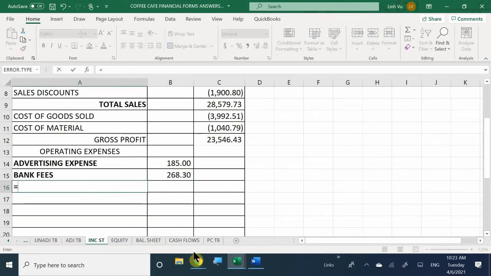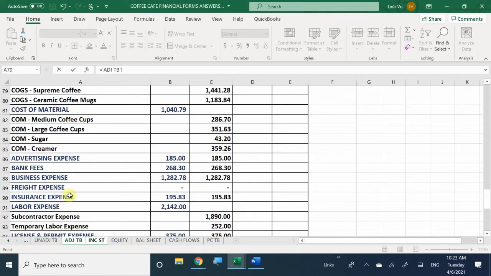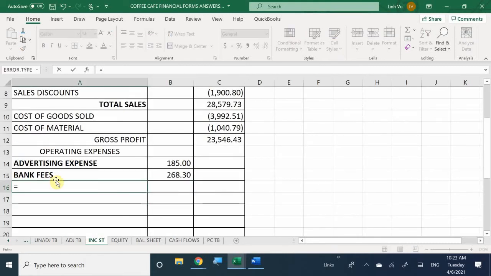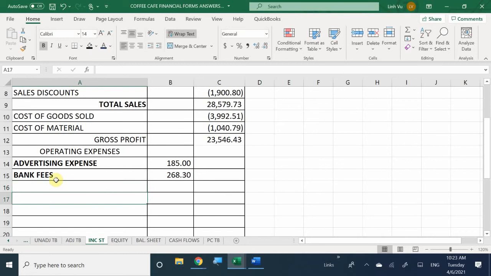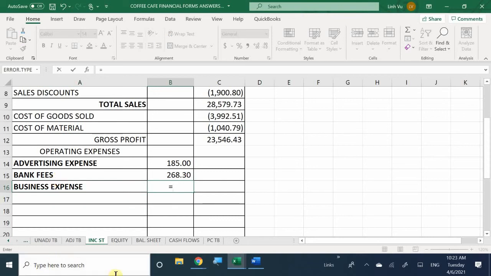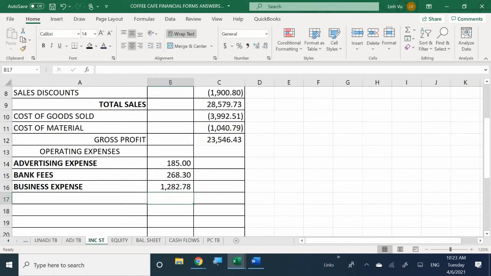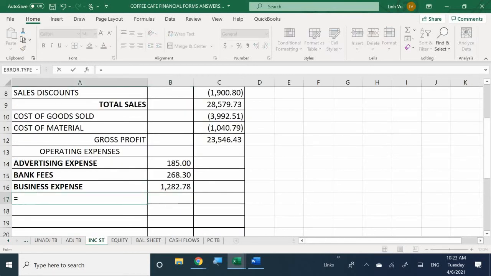And then next is going to be my business expenses, right? Okay, and that is going to be for the total, oops, hold on, let me undo that. Once again, undo. So my business expenses was for the amount of $1,282. Okay, what's next?